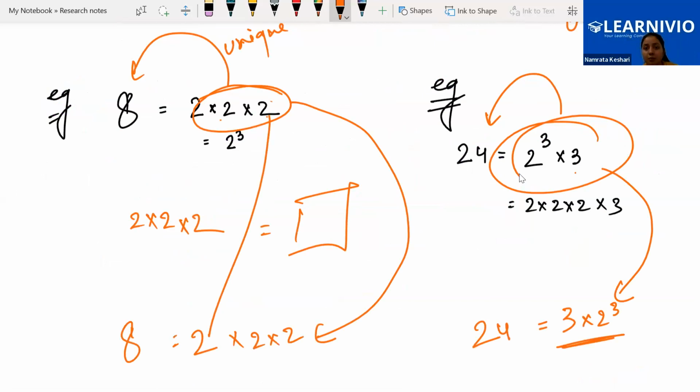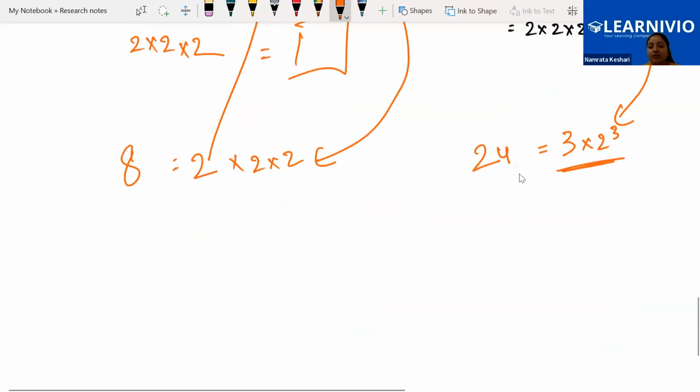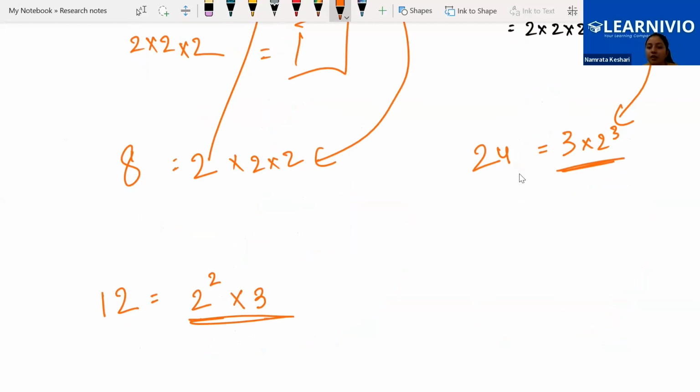Suppose we take 12 and we factorize 12 as 2 to the power 2 into 3. So here we got the product of primes. We took a composite number, which we have represented as a product of primes.